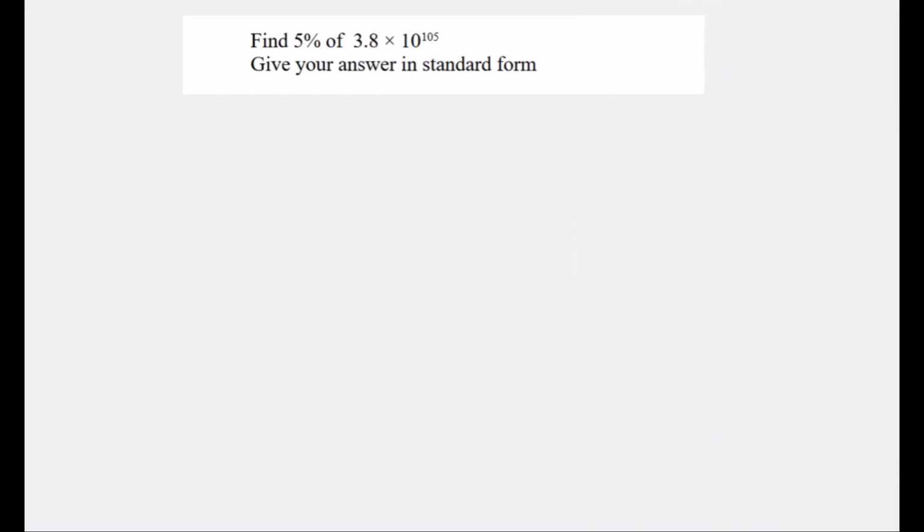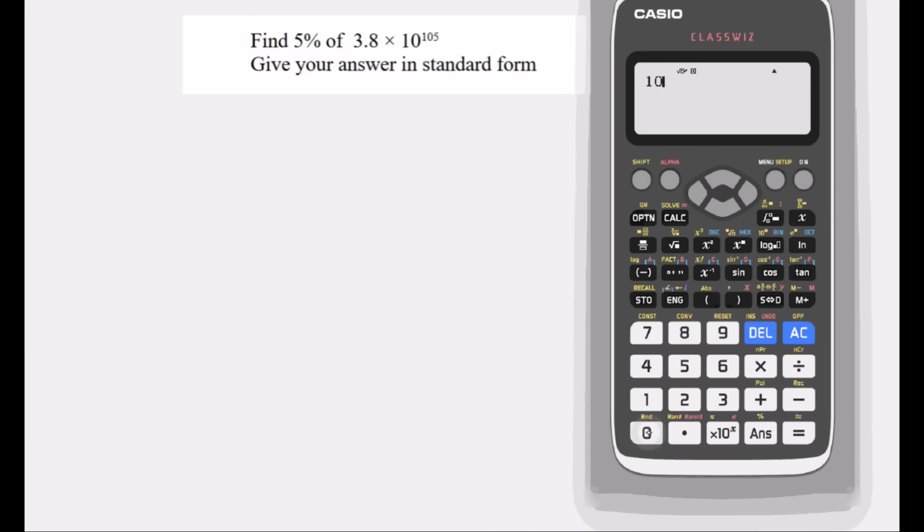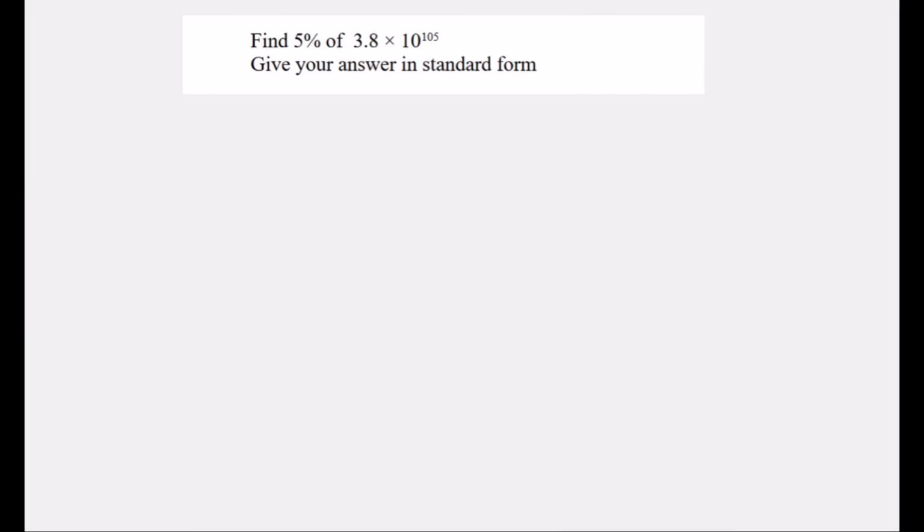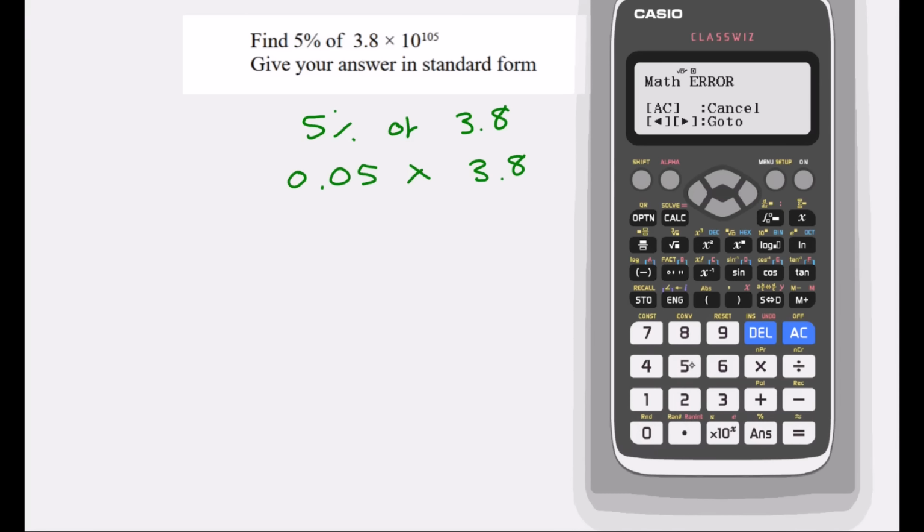So we can't have a power of 105 or 10 to the power of 105 in the calculator, it's too big. So we're going to have to do this without using the calculator. We can find 5% of 3.8 though. 5% of 3.8. So 0.05 times 3.8, or 5% times 3.8, is 0.19.